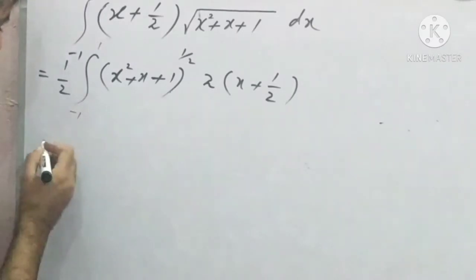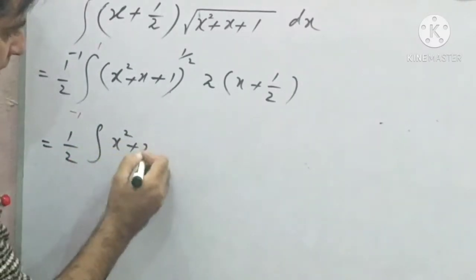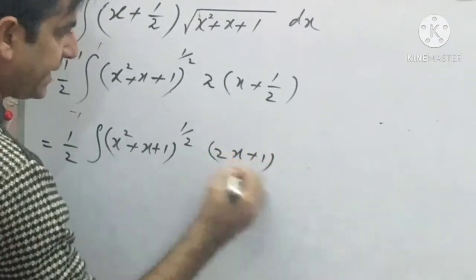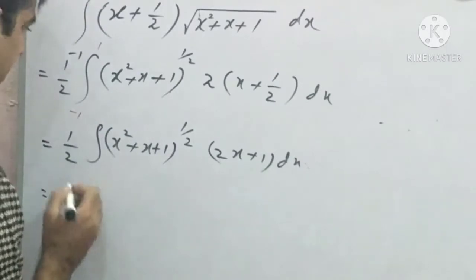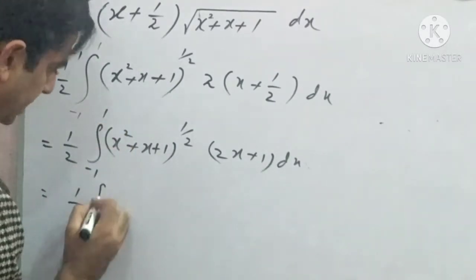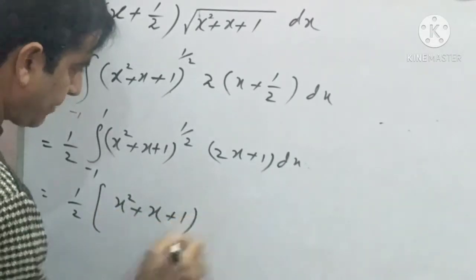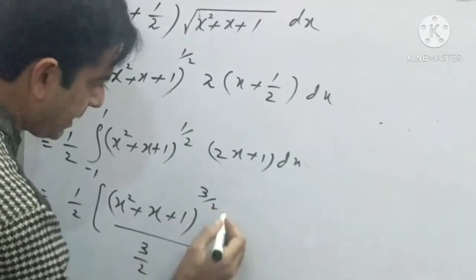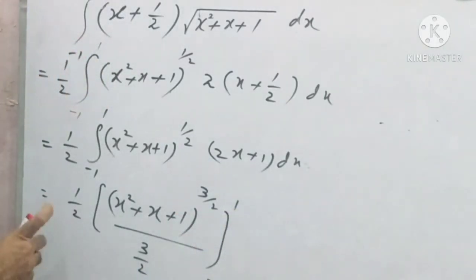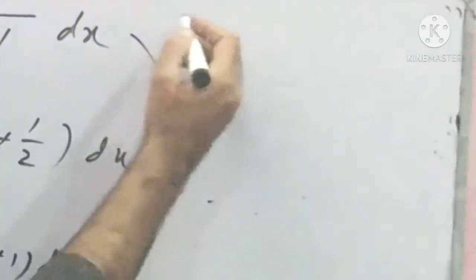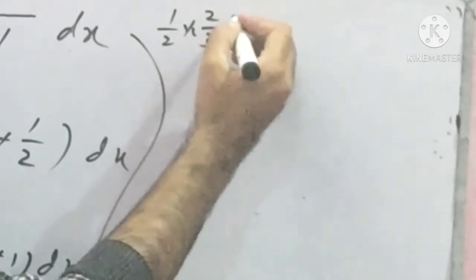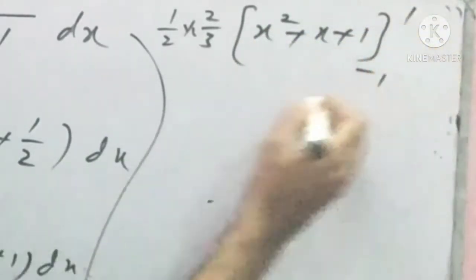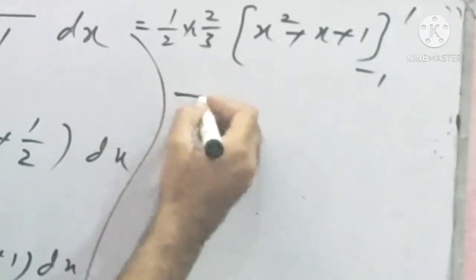Right? Now, here we have 1 by 2, x square plus x plus 1 raised to power 1 by 2, and multiplied with 2, we have 2x plus 1 dx. So now we can apply the power rule, 1 by 2, and here x square plus x plus 1 power 1 by 2 plus 1, 3 by 2. And the upper limit and lower limit are always there. Now just apply the values here. So 1 by 2 multiplied by 2 by 3. And we shall now apply values on x square plus x plus 1, upper limit 1 and lower limit minus 1.